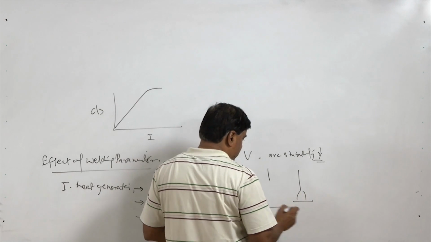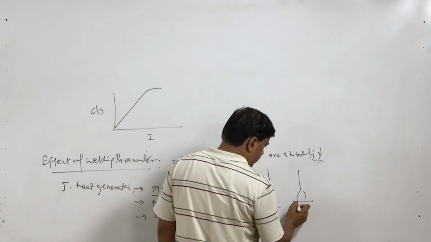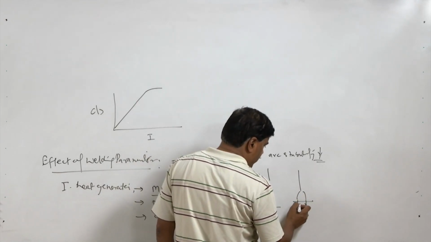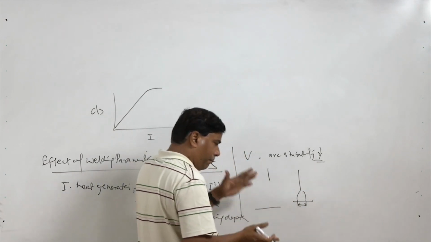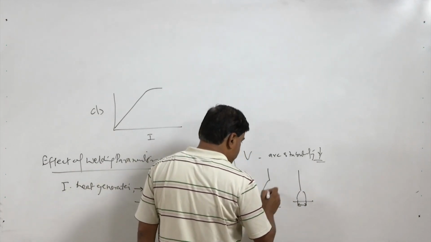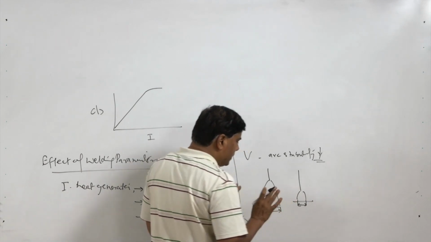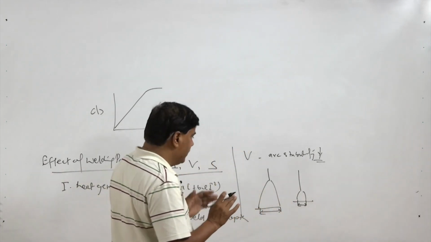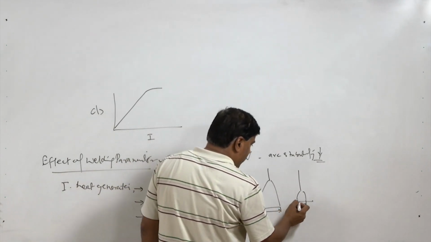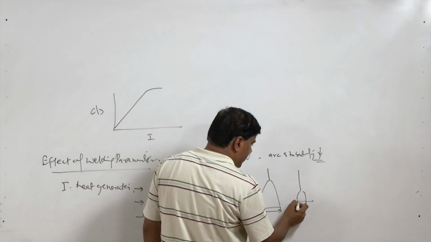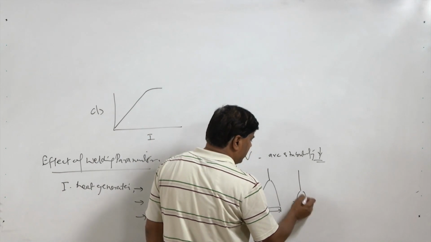So, in this case the area over which heat is applied is very limited as compared to the case when the gap is increased. When the gap is increased, the area over which heat is distributed is much larger. So, it directly affects two aspects: one is the width of the weld and another is the depth of the weld.